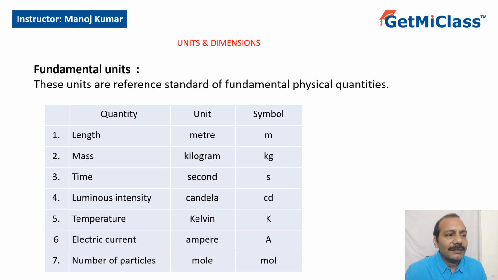Now there are 7 fundamental quantities. We have seen that. These fundamental quantities have their units, and these units are called fundamental units. For length, the unit is meter and the symbol is small m. Similarly for mass, the unit is kilogram and we represent it by kg. Time, the standard unit is second, represented by s. Luminous intensity, the unit is candela, represented by cd. Temperature, Kelvin is the unit. Electric current, ampere is the unit, and number of particles or amount of substance is mole. So these are the 7 fundamental units of the 7 fundamental quantities.